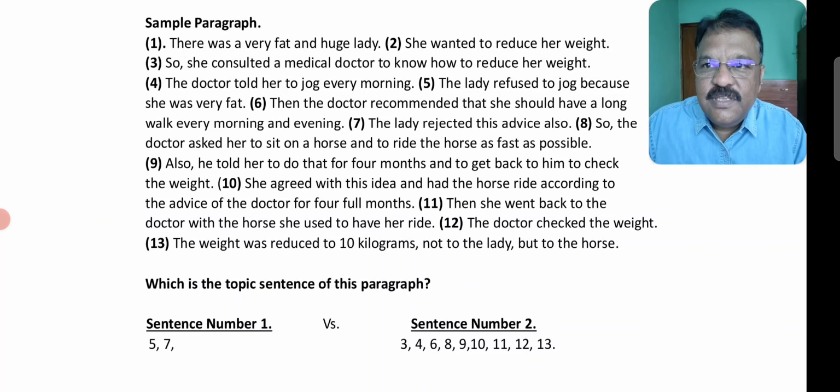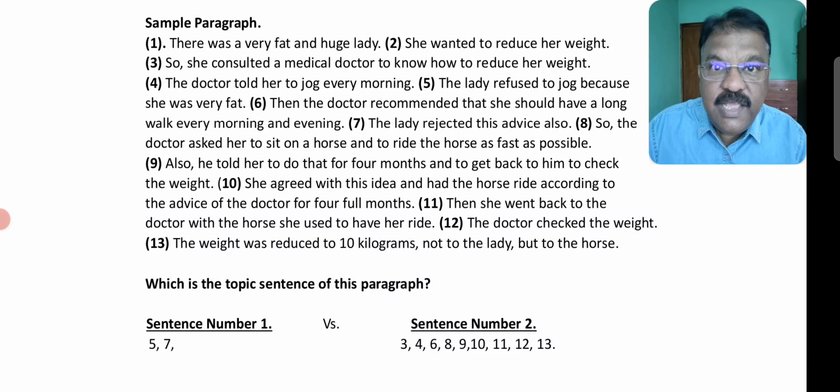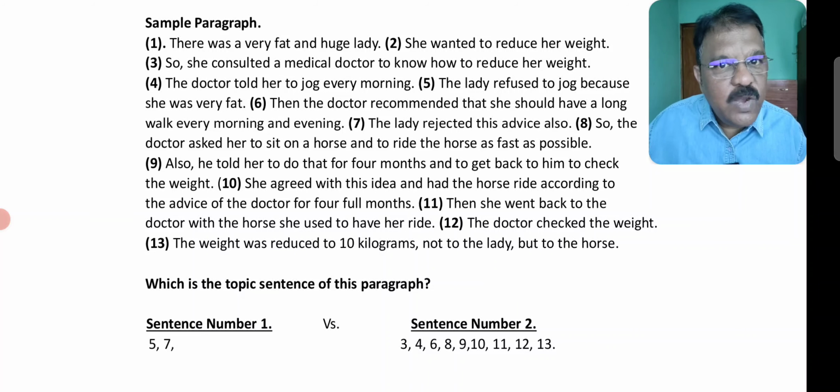Now let's analyze all other sentences except sentence number 1 and 2. Sentence number 1 is this: there was a very fat and huge lady. And sentence number 2 is this: she wanted to reduce her weight. So we are going to check which one of these two sentences is the topic sentence of this paragraph. Okay? Good.